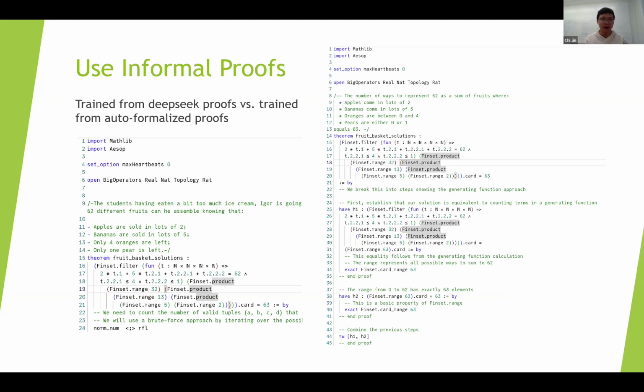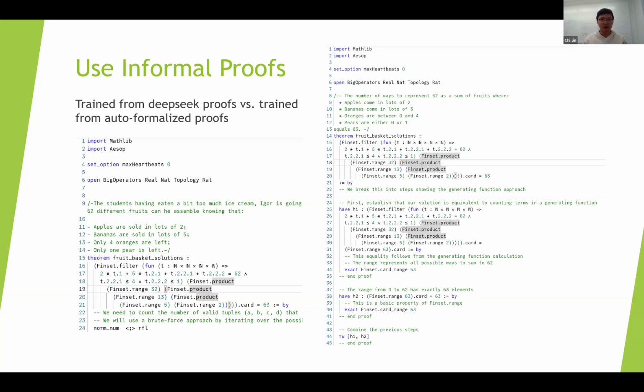One is about informal proofs. We talked about auto-formalization, and in our pipeline so far, we mostly just auto-formalize the problem statements. We didn't really effectively use the informal proofs, while there are a lot of proofs written in natural language, which are potentially helpful in training a model how to write proofs.